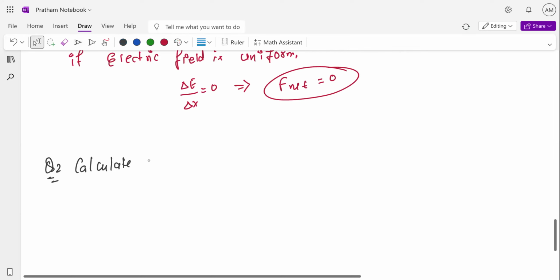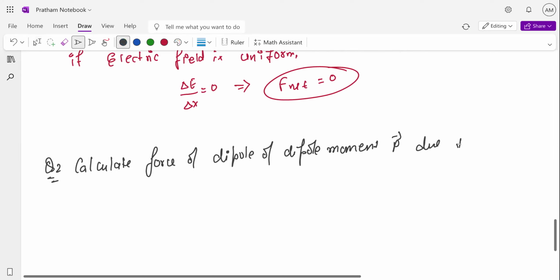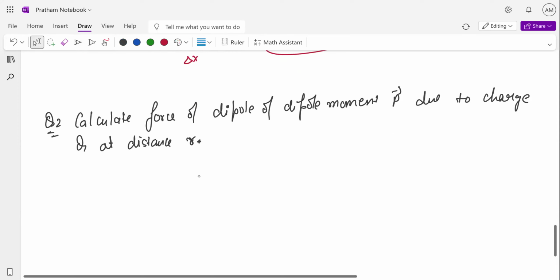Calculate force on a dipole of dipole moment P due to charge q at distance r. Okay, if you solve this out now, it will give you a result. Basically, it will give you the result of the interaction between a dipole and a normal charge. Okay.